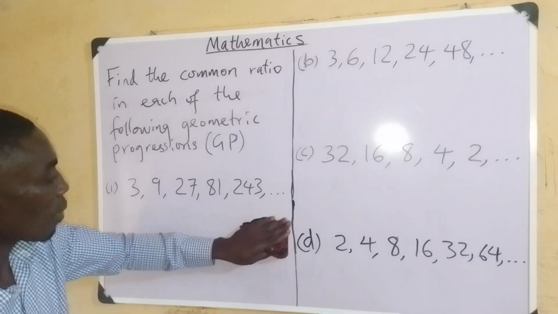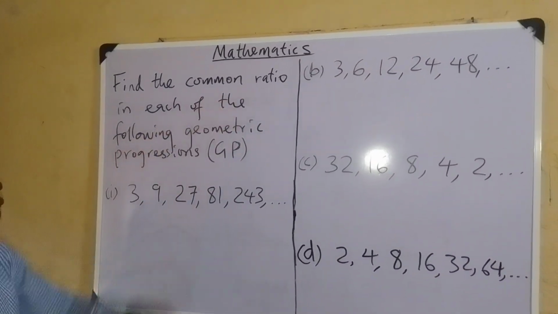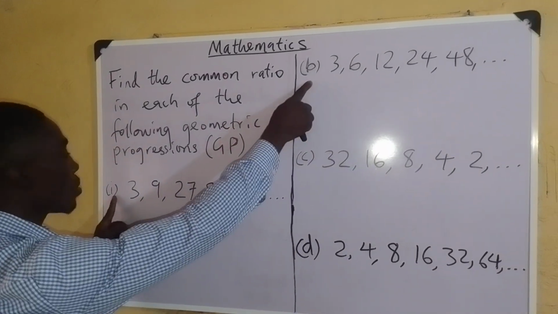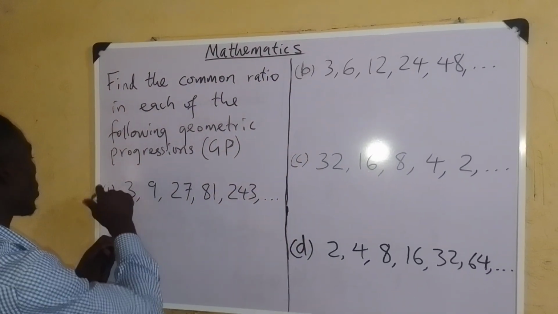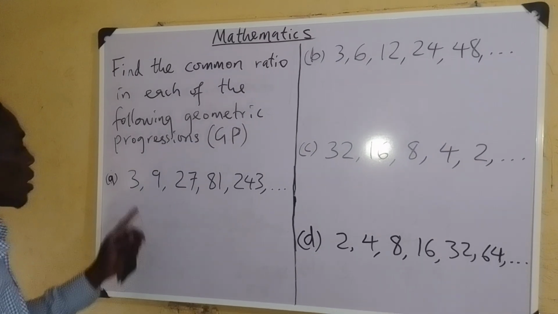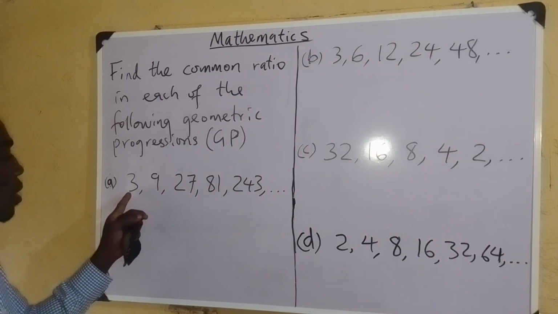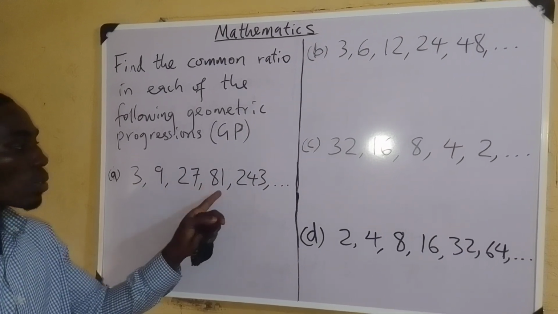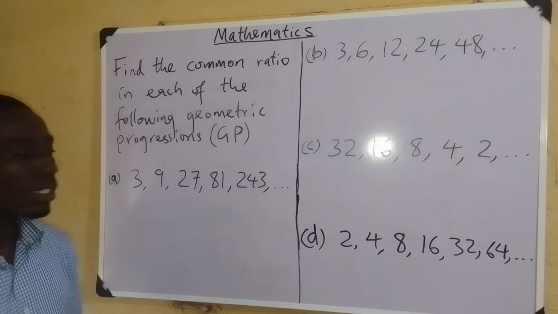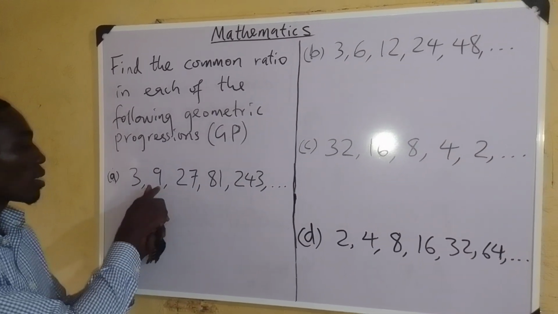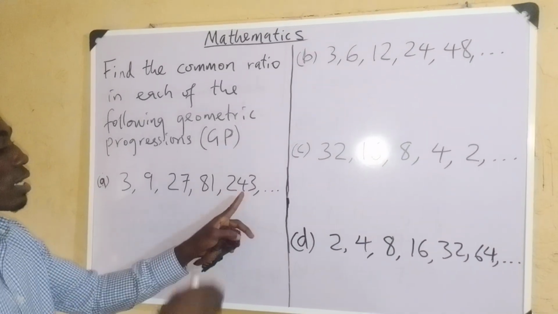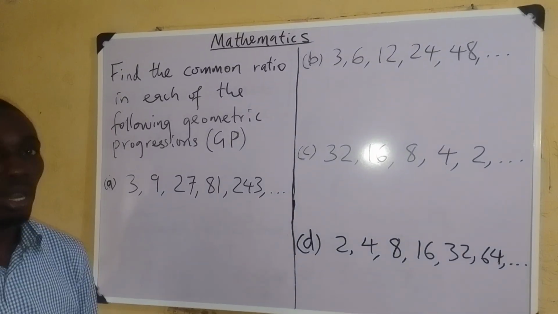So we have to find what? The common ratio in each of these geometric progressions. There are 4 of them: 1, 2, 3, and 4. In the first one, the sequence is 3, 9, 27, 81, 243. Each of them is called a term. So 3 is the first term in this sequence, 9 is the second term, 27 is the third term, 81 is the fourth term, and 243 is the fifth term, and so on.